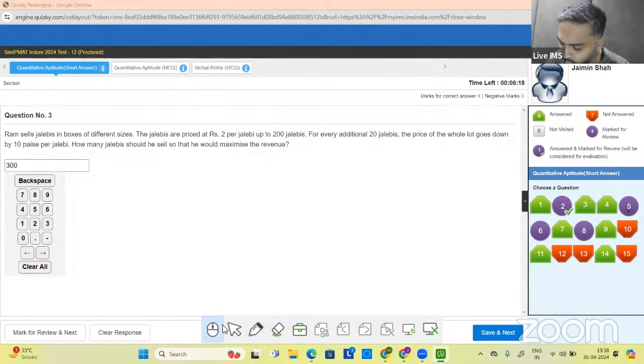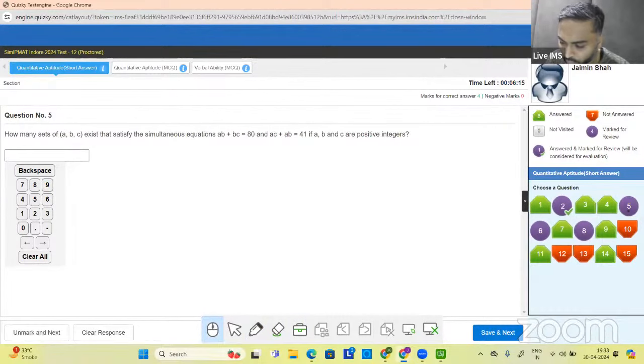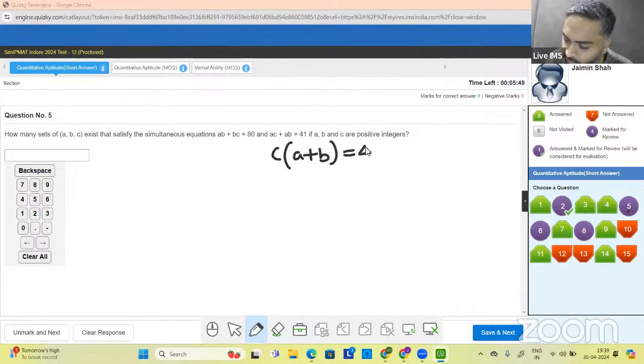Let me go to the fifth question. How many sets of A, B, C exist such that... हाँ ठीक है, ये मैन्युअली सॉल्व, मतलब we will solve it mechanically step by step, तो आ जाना चाहिए. We have 6 minutes. Let's start. So basically this is 80, this is 41. I'll take C common from here because it is easy for me, because 41 is a prime number. So A plus B is 41 or C is 41. This is the only possibility.